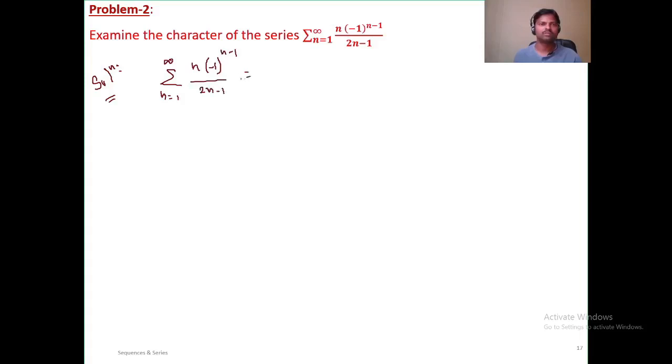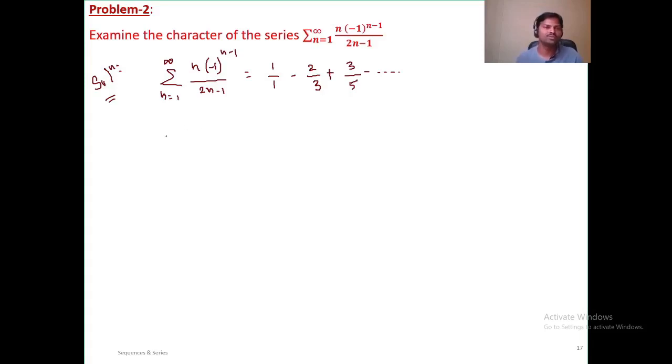If you want to look at the terms: if n is 1, 1 minus 1 is 0, so this is 1 by 1, and the first term is positive. For the second term, substitute n is 2, 2 minus 1 is 1, so negative, 2 by 3. Next, plus, substitute n is 3, 3 minus 1 is 2, minus 1 whole square is plus 1, so 3 by 5, and so on. The terms are alternately plus and minus, so it is an alternating series.